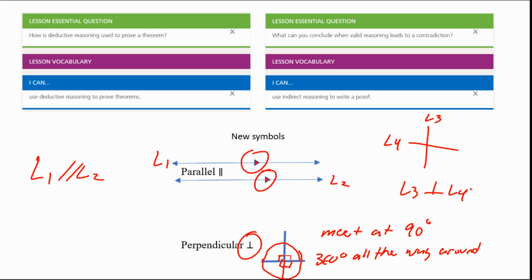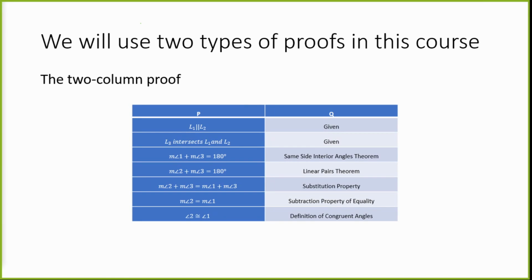Next slide, we're going to look at a 2-column proof. You will do a minimum of 3 of these on your writing assignment next quarter. Let's look at our 2-column proof. This is the first style we'll learn in this course. It's called a 2-column proof because it is 2 columns. It's a hypothesis column on the left and a conclusion column on the right.